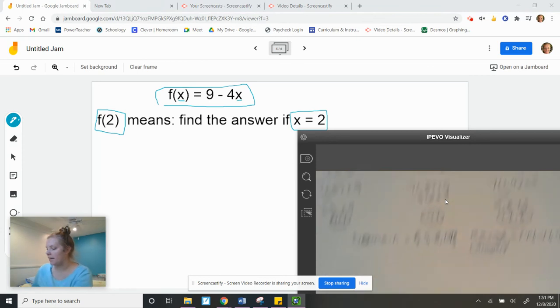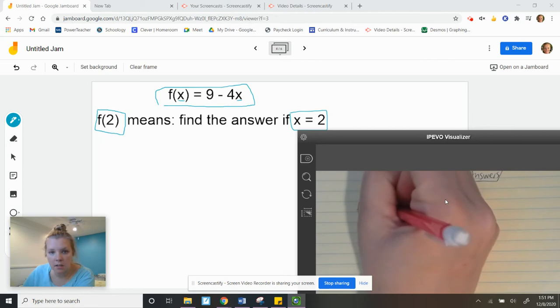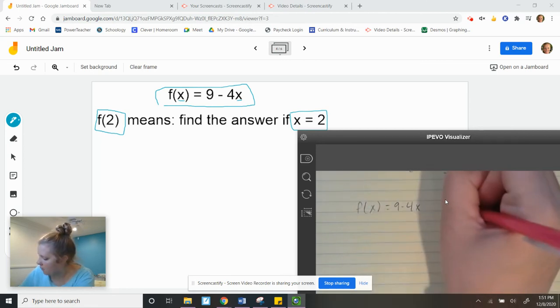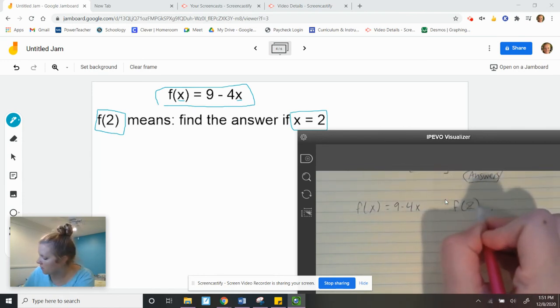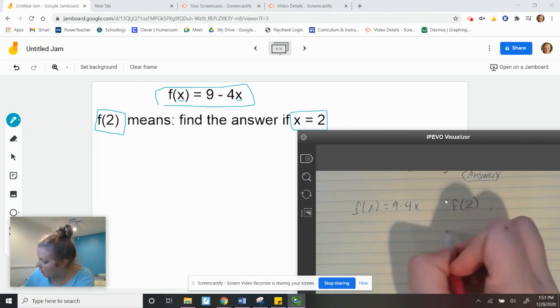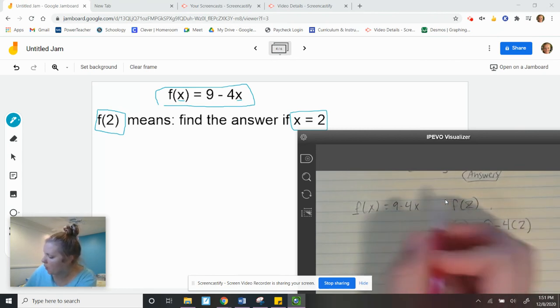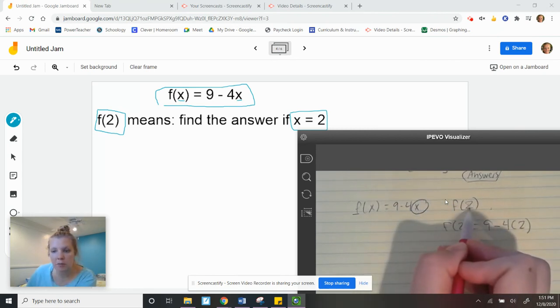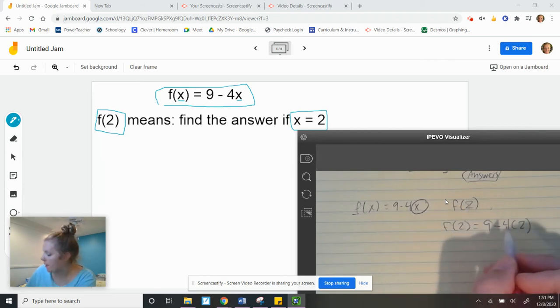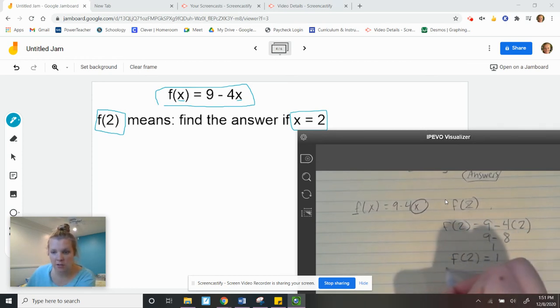And so if we do that, my function name is f. And when it says f of 2, it says go to the function with the f and put in a 2 for x. So f of 2 would be 9 minus 4 times 2. Wherever I saw an x, I replaced it with the 2. And then we do the math. 9 minus 8 is 1. So the problem says, what's f of 2? The answer is 1.